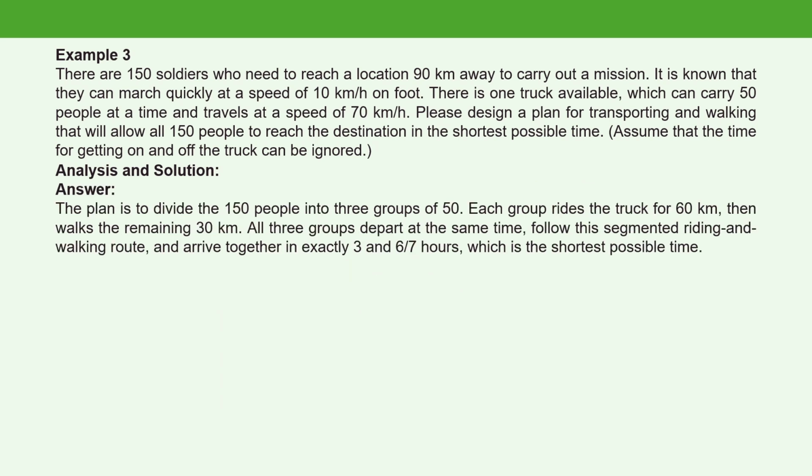The answer is the plan is to divide the 150 people into 3 groups of 50. Each group rides the truck for 60 kilometers, then walks the remaining 30 kilometers. All 3 groups depart at the same time, follow this segmented riding and walking route, and arrive together in exactly 3 6/7 hours, which is the shortest possible time.